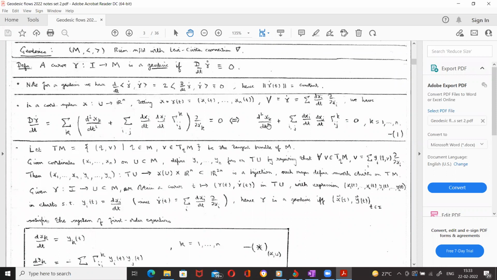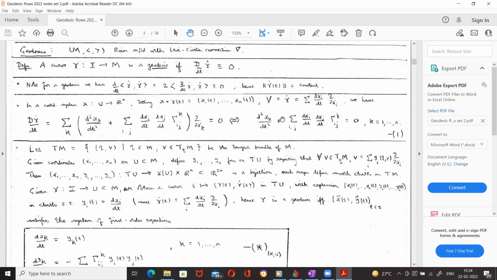So if you look in M, you get a second order system of ODEs. But if I pass to the tangent bundle, as we're going to do now, we'll get a first order system of ODEs. A first order system will correspond to a vector field on the tangent bundle. A vector field on the tangent bundle will generate a flow on the tangent bundle, and that is what is called the geodesic flow.